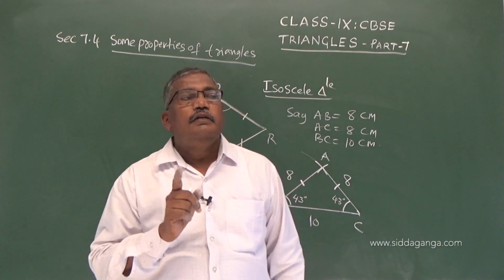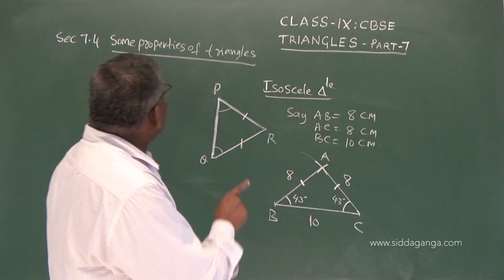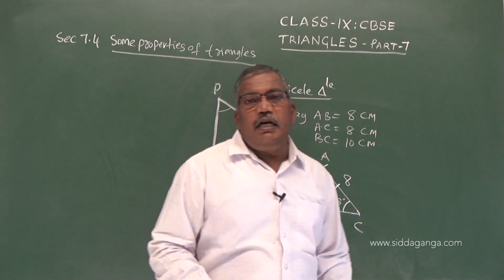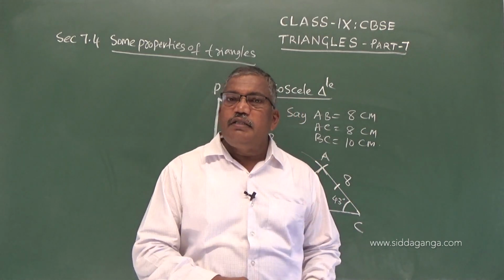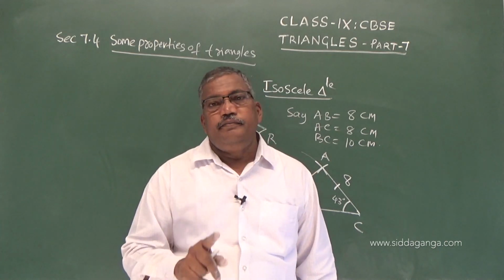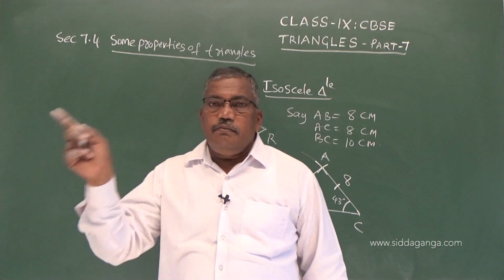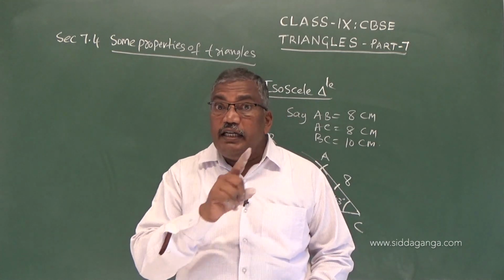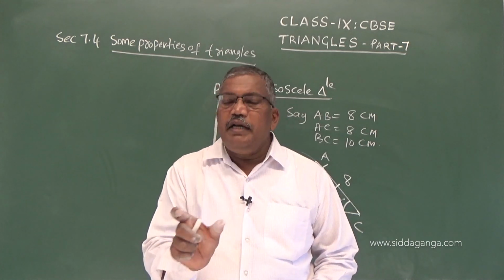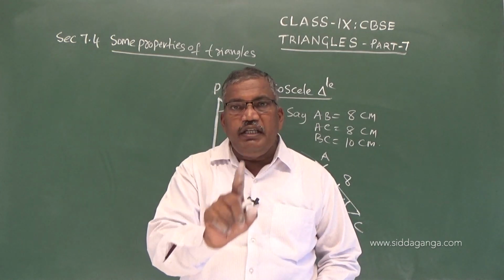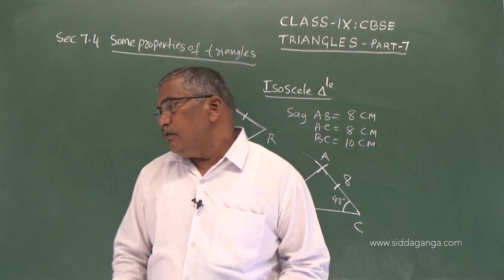So, that is the gist. This is one of the important properties. In an isosceles triangle, when two sides are equal, their opposite angles are equal. And the other corollary, the reverse, is also true. If in any triangle two angles are equal, then their opposite sides will be equal. So, this you have to remember.